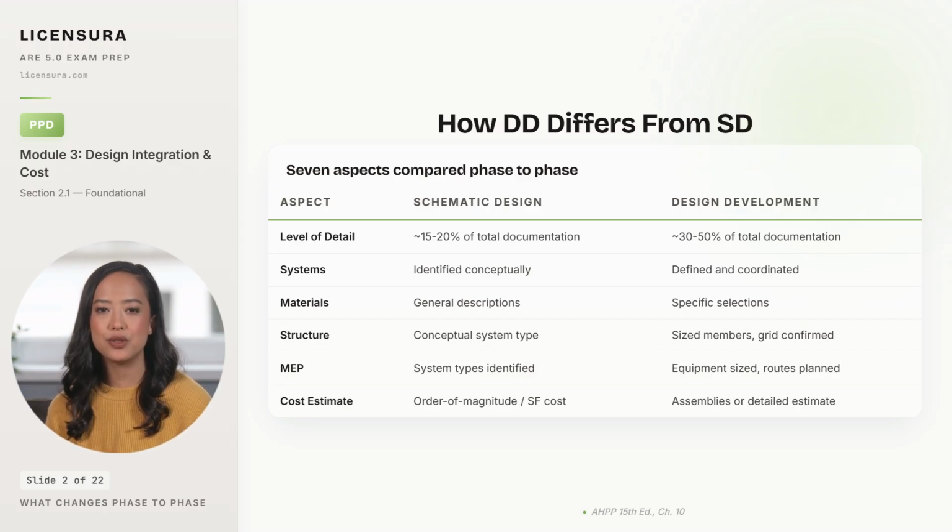Cost estimating moves from order of magnitude square foot benchmarks to assemblies-based estimating with much tighter accuracy ranges. And drawings move from sketches to dimension plans, sections, and details that contractors can read. Once you understand what each phase owes, the rule for when to lock SD down becomes obvious.